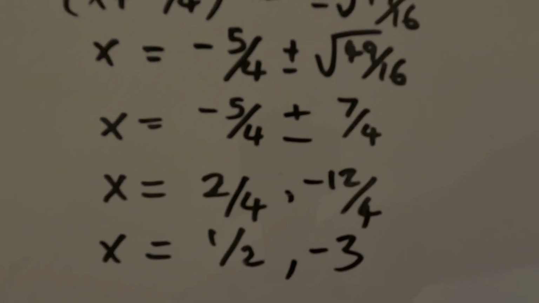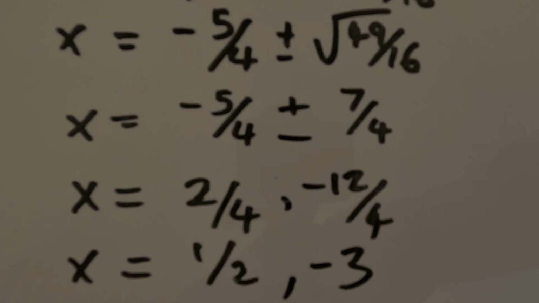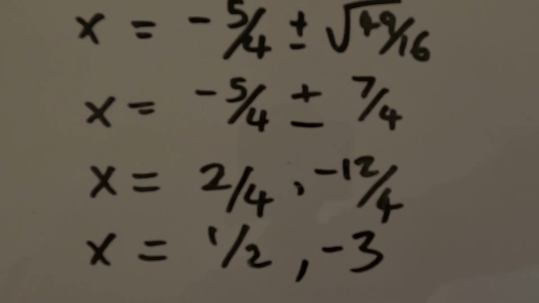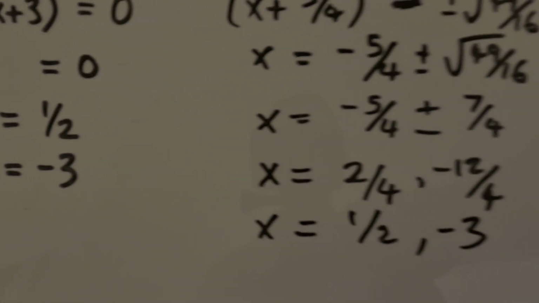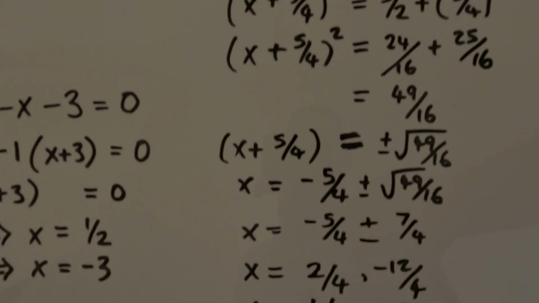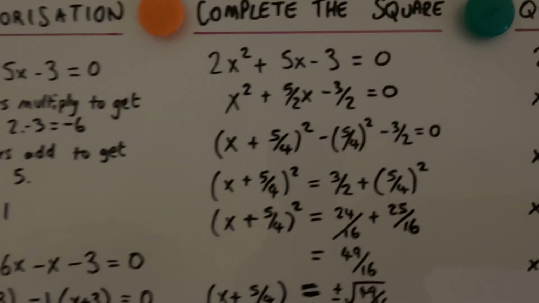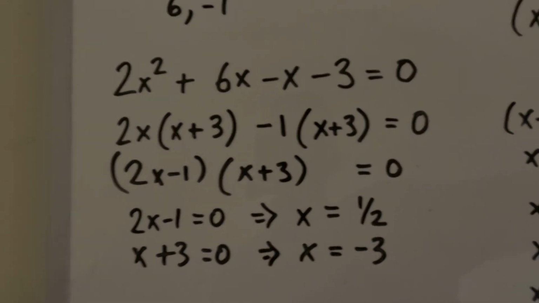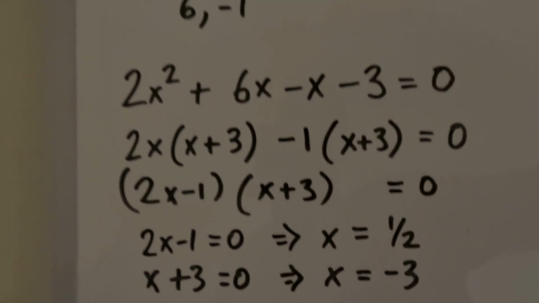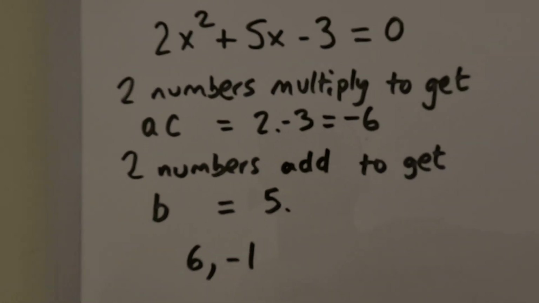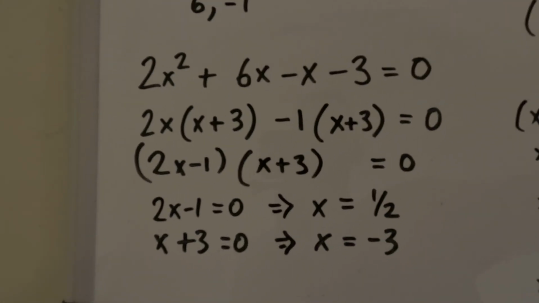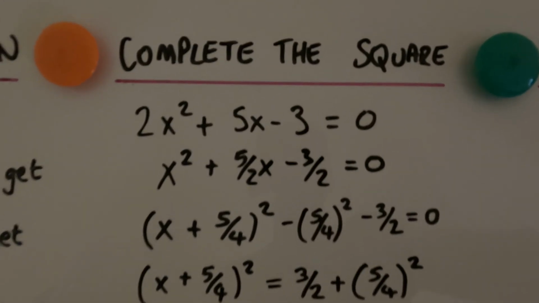So we just simplify the two answers, 2 over 4 and minus 12 over 4. So half and minus 3. And that is the same as what we got for the factorization method. All the answers will be the same, only the method is different. But going by those two methods so far, obviously the factorization seems to be the simpler method. Once you know this little technique, it seems to be a lot quicker, doesn't it? This seems a little bit more technical, complicated.